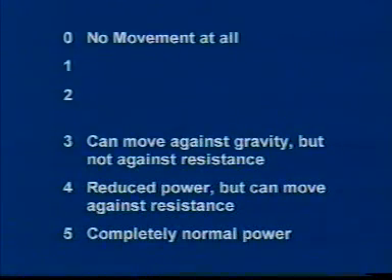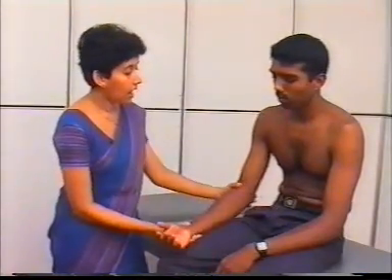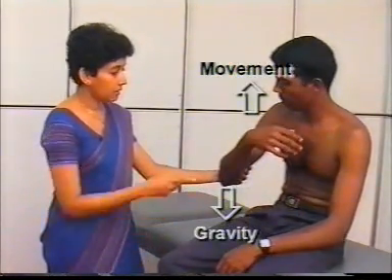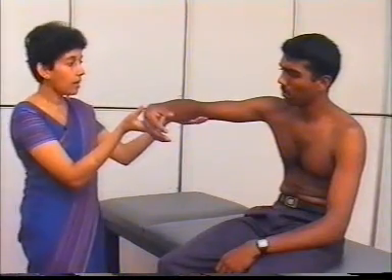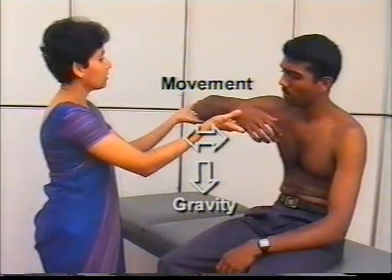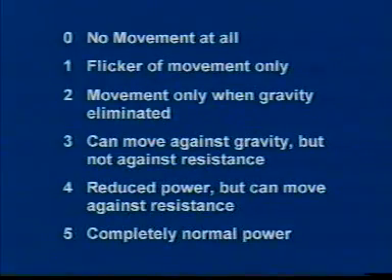In power grade 2, the movement against gravity is not possible. However, if you eliminate gravity, then the patient can move the limb. This movement is against gravity. And this is how you eliminate gravity for the same movement. In power grade 1, you can only observe a flicker of movement of the muscle.